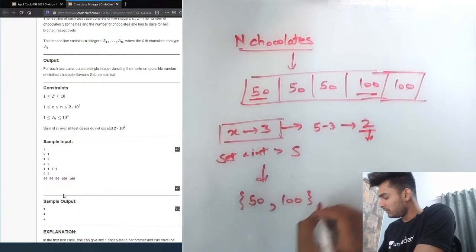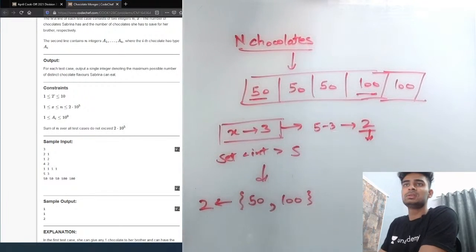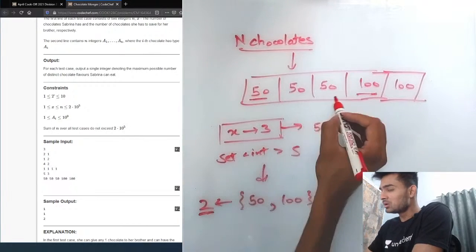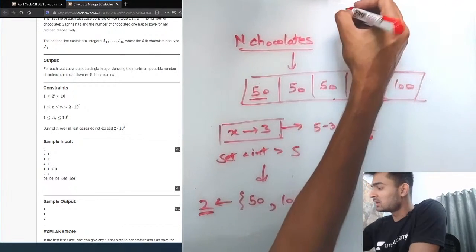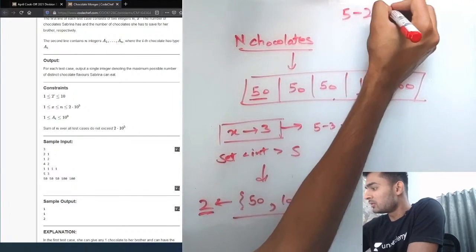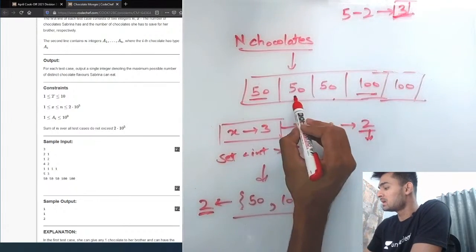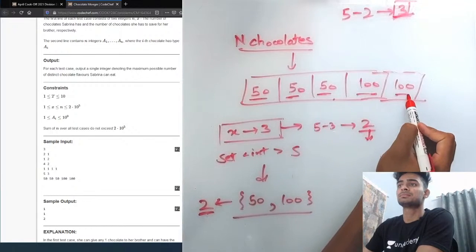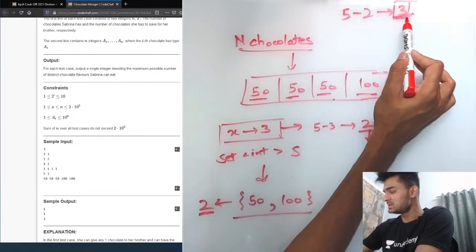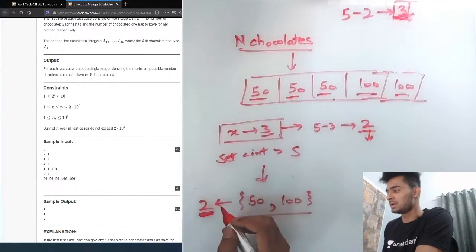Okay. Now we know that the size of this set is 2. Since the size of this set is 2, we can subtract this 2 from the total size of the set. The total size of the set was 5 and the size of this set is 2. Therefore from this we get 3 chocolates. That means we have 3 duplicates, and the duplicates are 50, 50 and 100. Now that we know there are 3 duplicates, we can give these 3 duplicates to the brother, and then we can have the rest of the 2 chocolates for Sabrina.